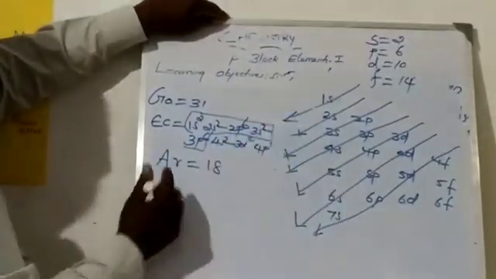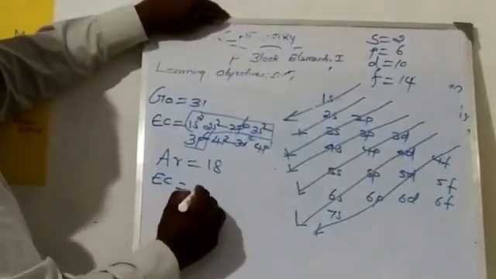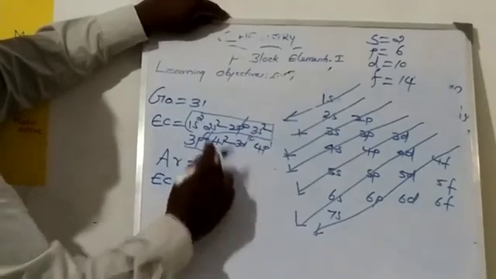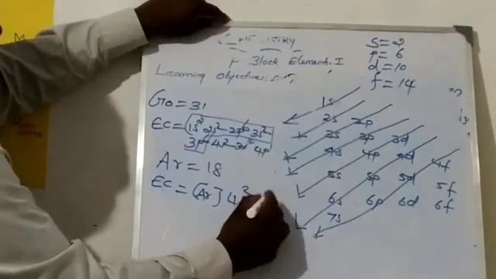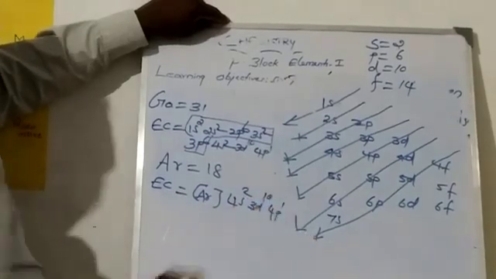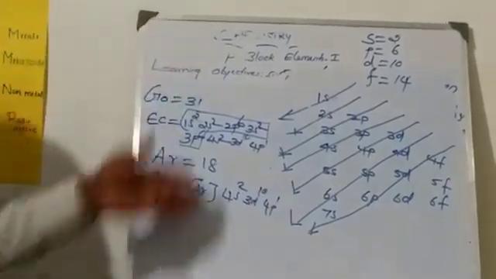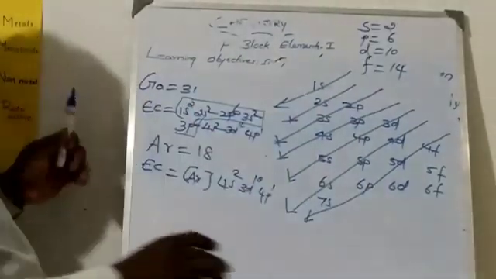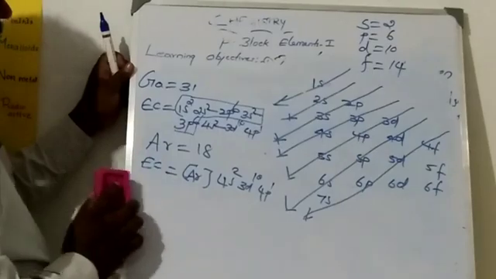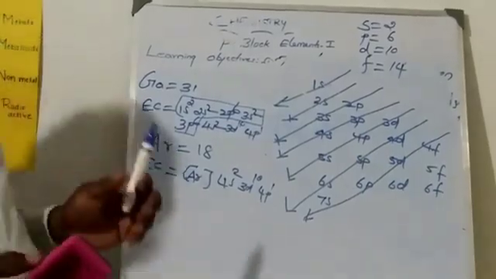So the remaining you should write. So EC is equal to argon, then the remaining: 4s2, 3d10, 4p1. This is the short way. If you have any doubt, we can discuss it later. Okay? Please take down.